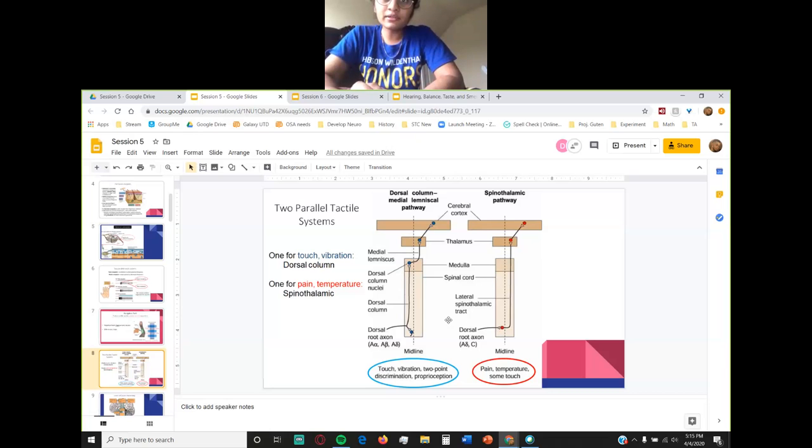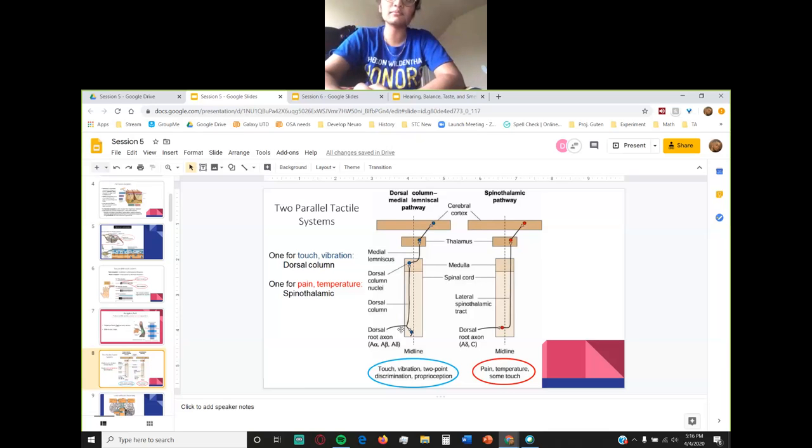So it's really important to understand exactly how these pathways move through your spinal cord and into your brain, because you realize that they cross over at different parts of your nervous system. And this becomes important when we talk about different tumors and lesions that can happen along this pathway and which side of the body it's going to affect.